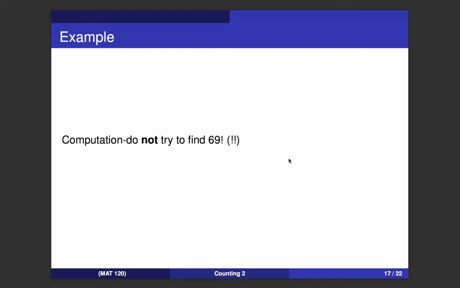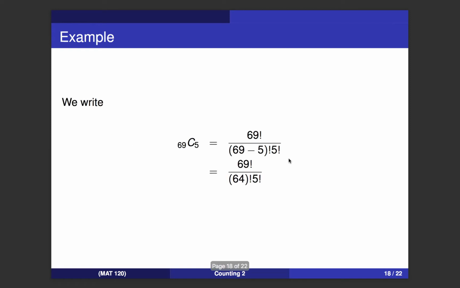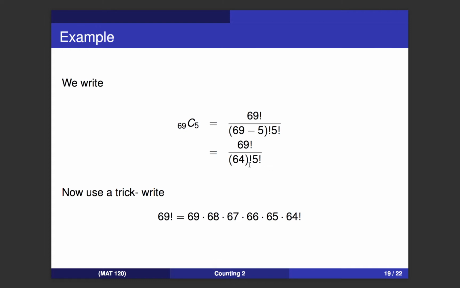Well, we're not going to try to compute 69 factorial. It's a huge number. We'll do an example in class. So what we do is use a little bit of a trick here. Let's simplify the denominator here, and notice we have a 64 factorial in the denominator. So what we're going to do is use a trick to write 69 factorial in such a way that it will cancel that 64 factorial. So here's our trick.